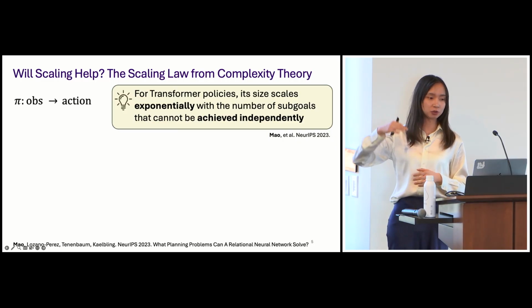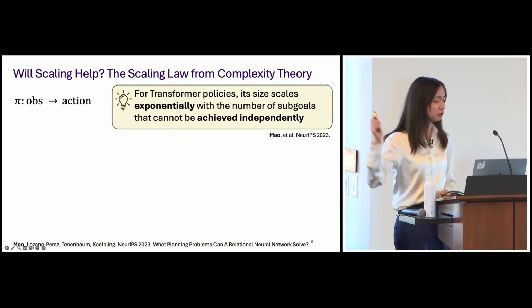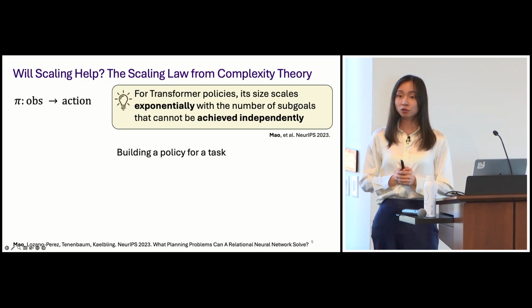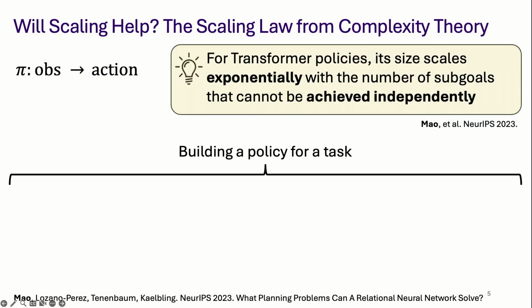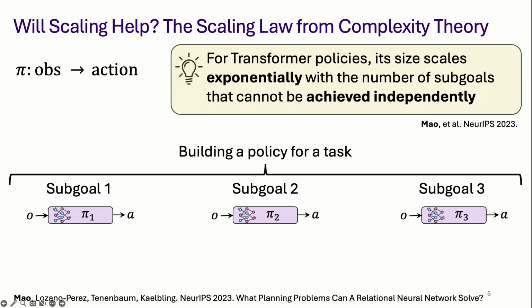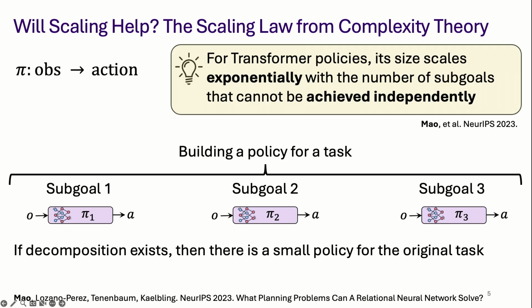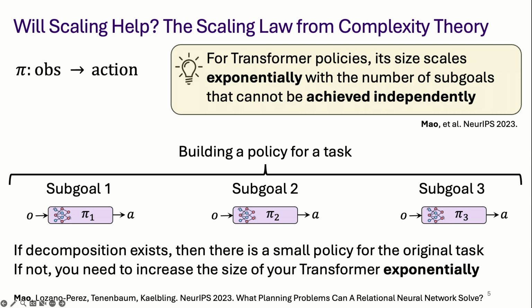I'm not going to give you details about how exactly this works, but I'll give you some insights about it. Suppose that I want to build a policy for a particular task. If there's a way that we can factorize this high-level task into different sub-goals, where you have sub-goal 1, sub-goal 2, and sub-goal 3, and you can train a policy for each one of them and directly stitch them together to solve the original task, then there is also a small policy for the original task. However, if not, you need to increase the size of your transformer policy exponentially.